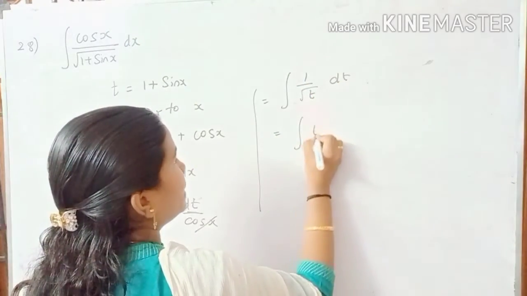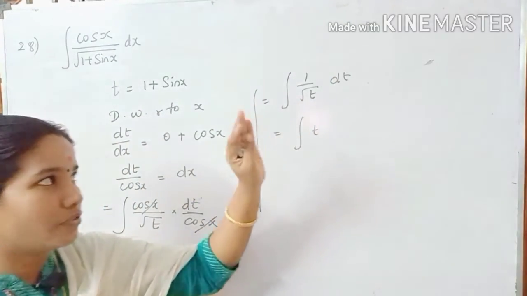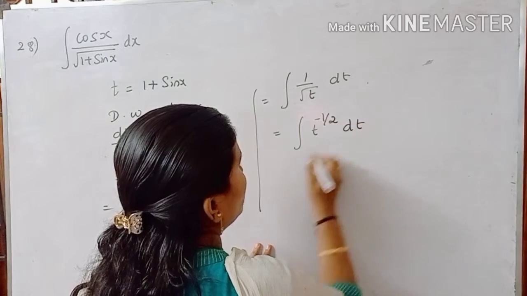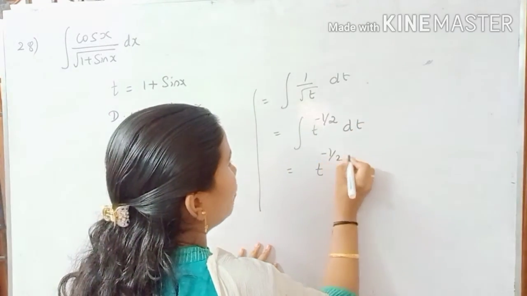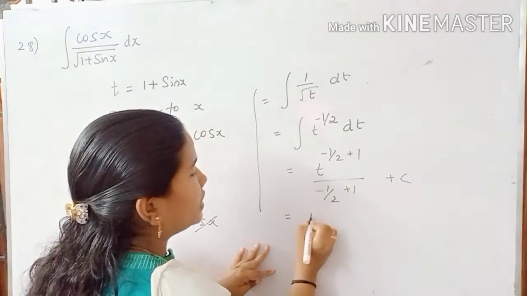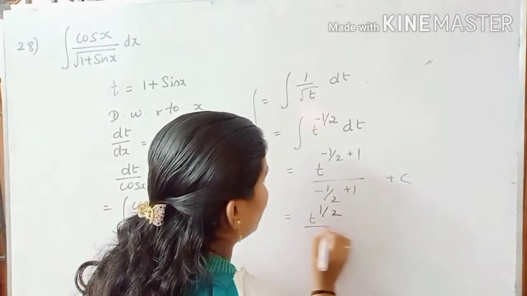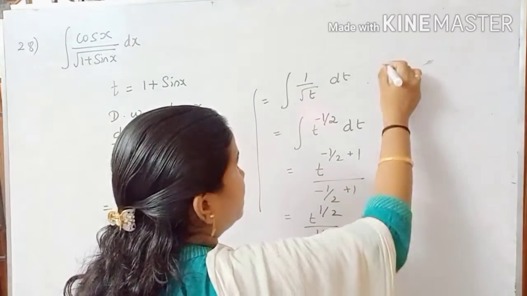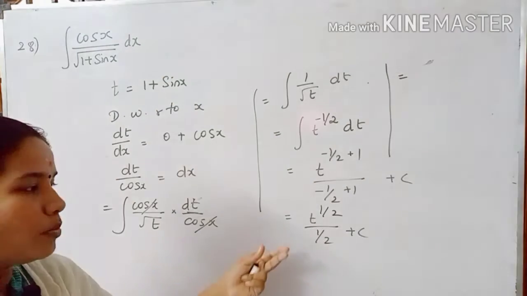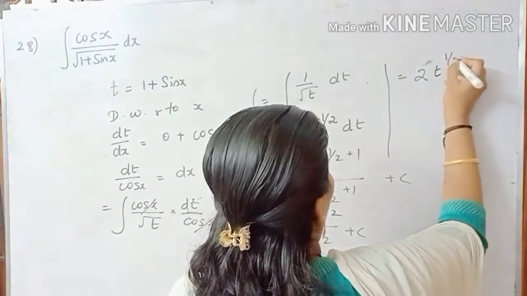So 1 divided by root t is nothing but 1 divided by t power half. When it comes to the numerator it becomes t power minus half dt. So if I integrate, t power minus half plus 1 divided by minus half plus 1 plus c. So minus half plus 1 gives us half. So t power half divided by half plus c. So this is equal to 2 t power half plus c.